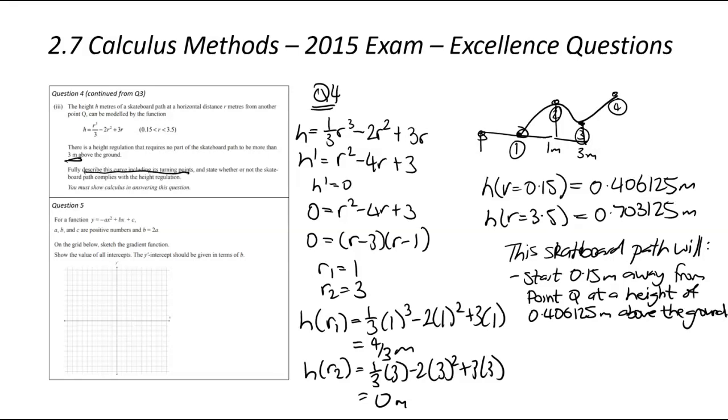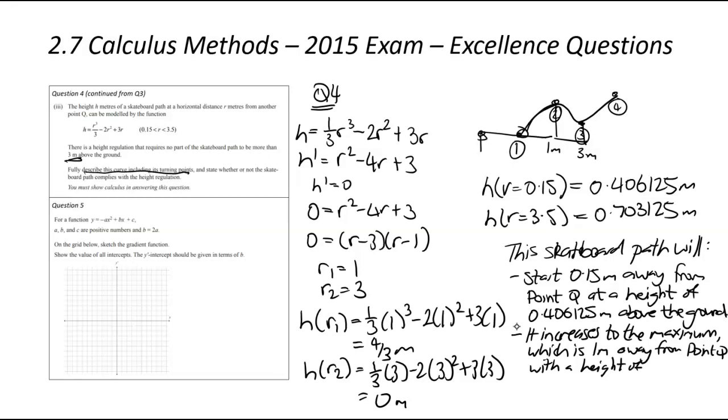We then move on to the maximum, and we then move on to point number 2. So it increases to the maximum, which is 1 meter away from point Q, with a height of, and we found that, 4/3 of a meter. So 4/3 of 1 meter.